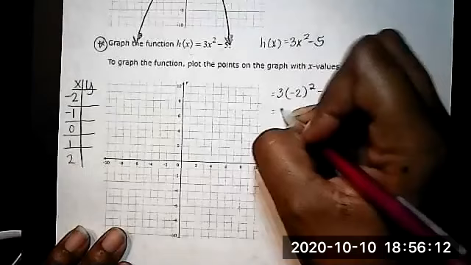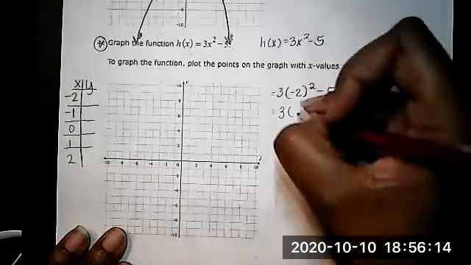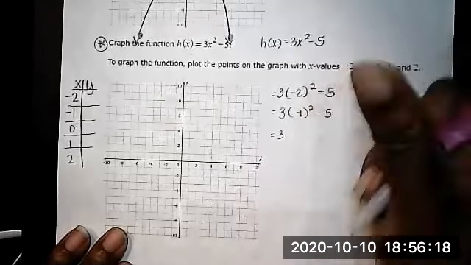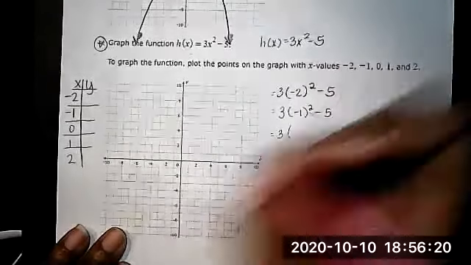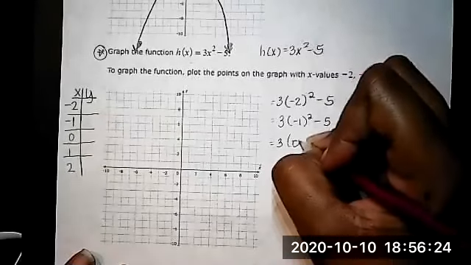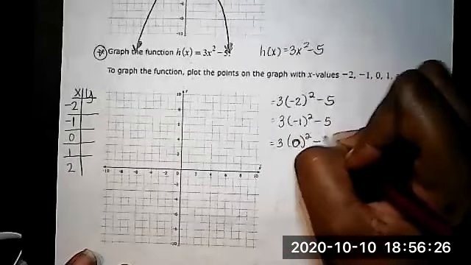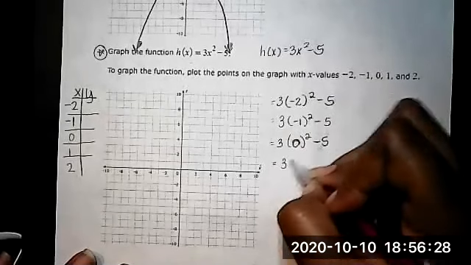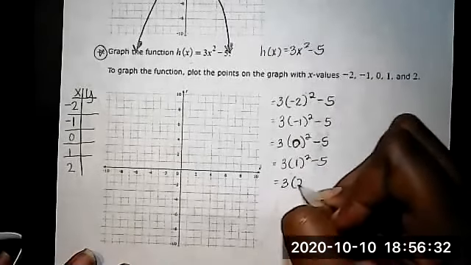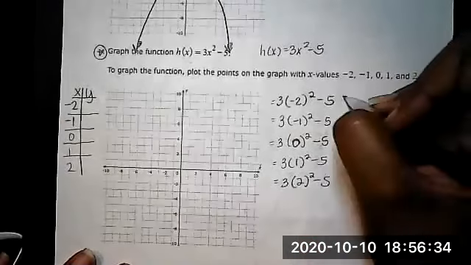Okay, and then we'll have 3 times -1 squared minus 5, 3 times 0 squared minus 5, 3 times 1 squared minus 5, and 3 times 2 squared minus 5. Okay?